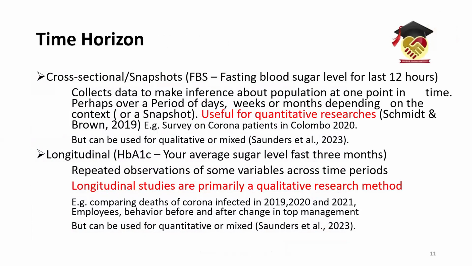For example, doctors know this much better. If you want to get a fasting blood sugar, that means you fast for 12 hours, and in the morning you go and get it checked. That is called cross-section, or the snapshot, right? So remember, basically cross-sectional data collection is for quantitative research, but you may have qualitative as well. Basically it is for the quantitative, right? Remember that point very clearly.